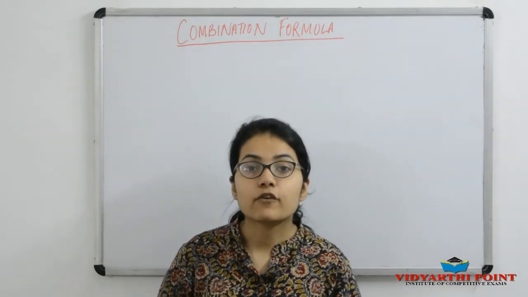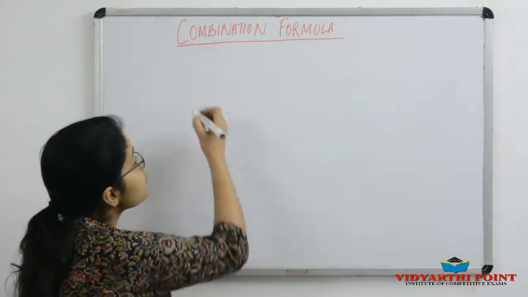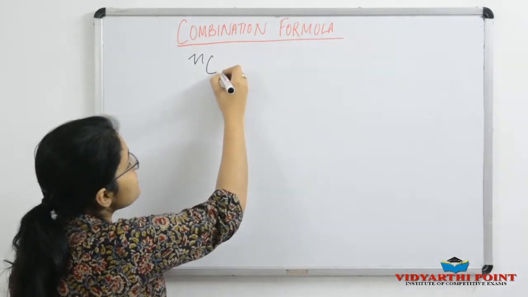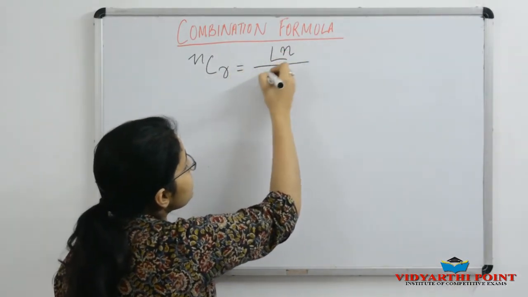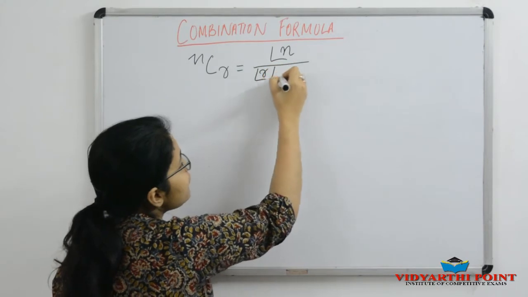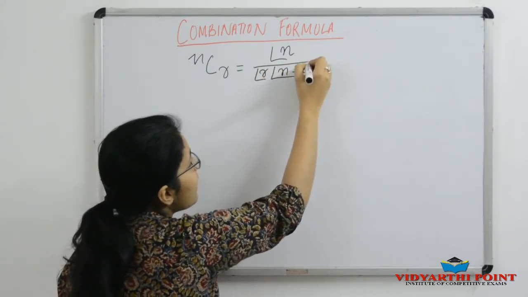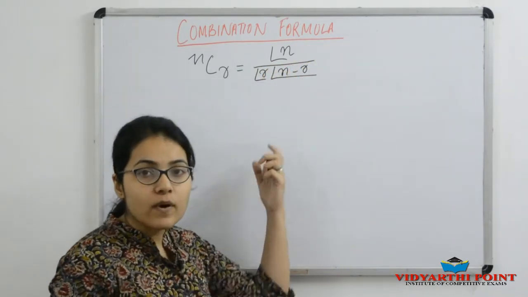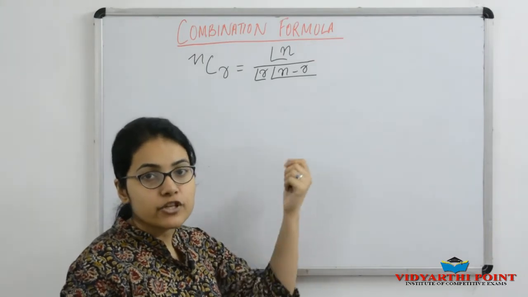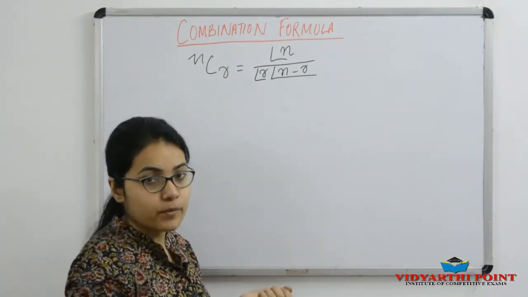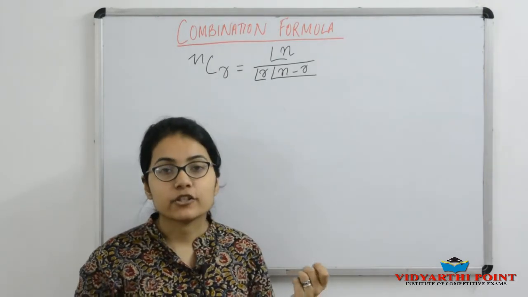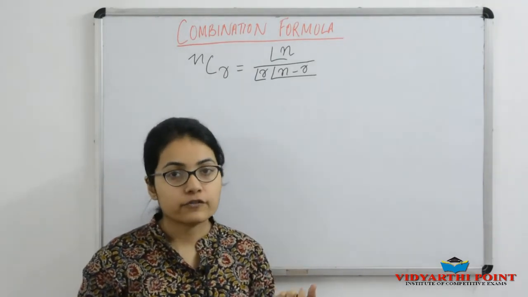Now let us look at the formula of combination, which is nCr equals factorial n divided by factorial r times factorial n minus r. The formula is quite similar to that of the permutation, whereas here factorial r is written at the denominator. We know that in combination the rearrangement of the elements is not taken.